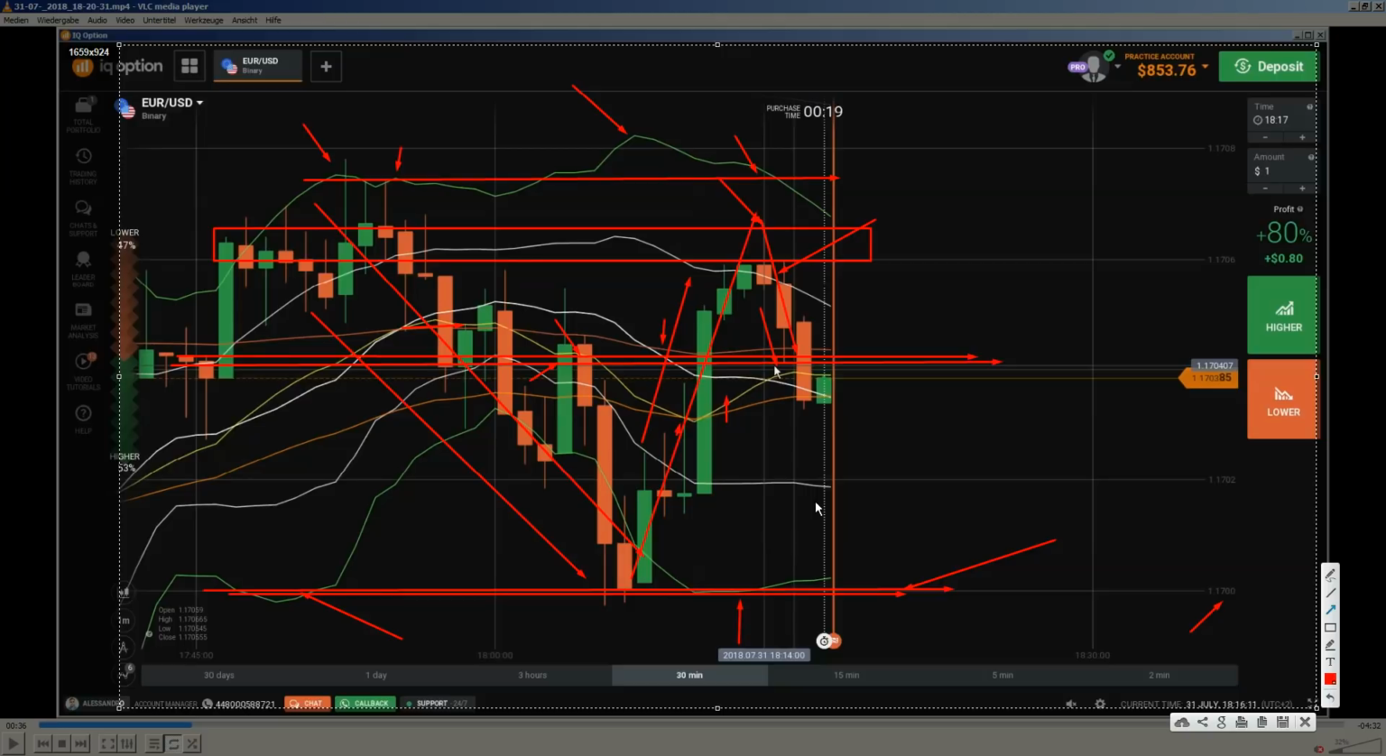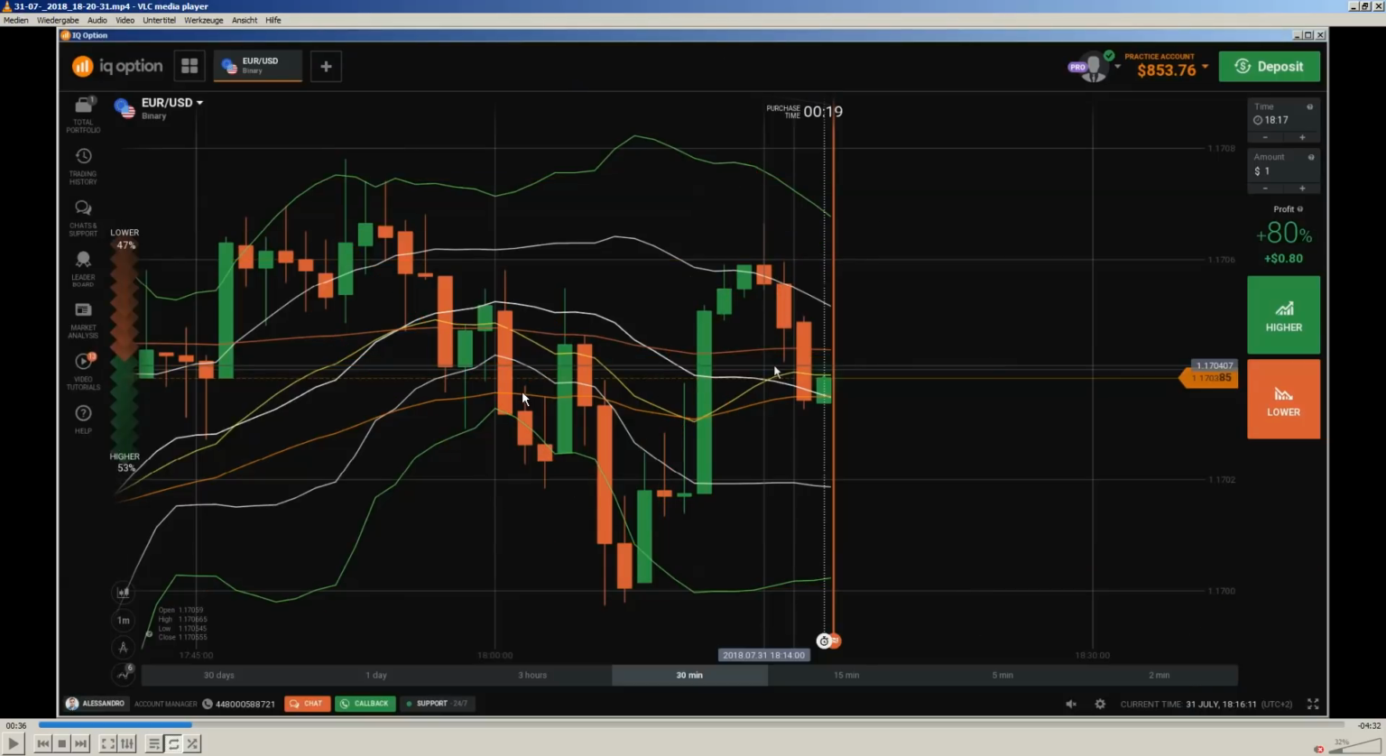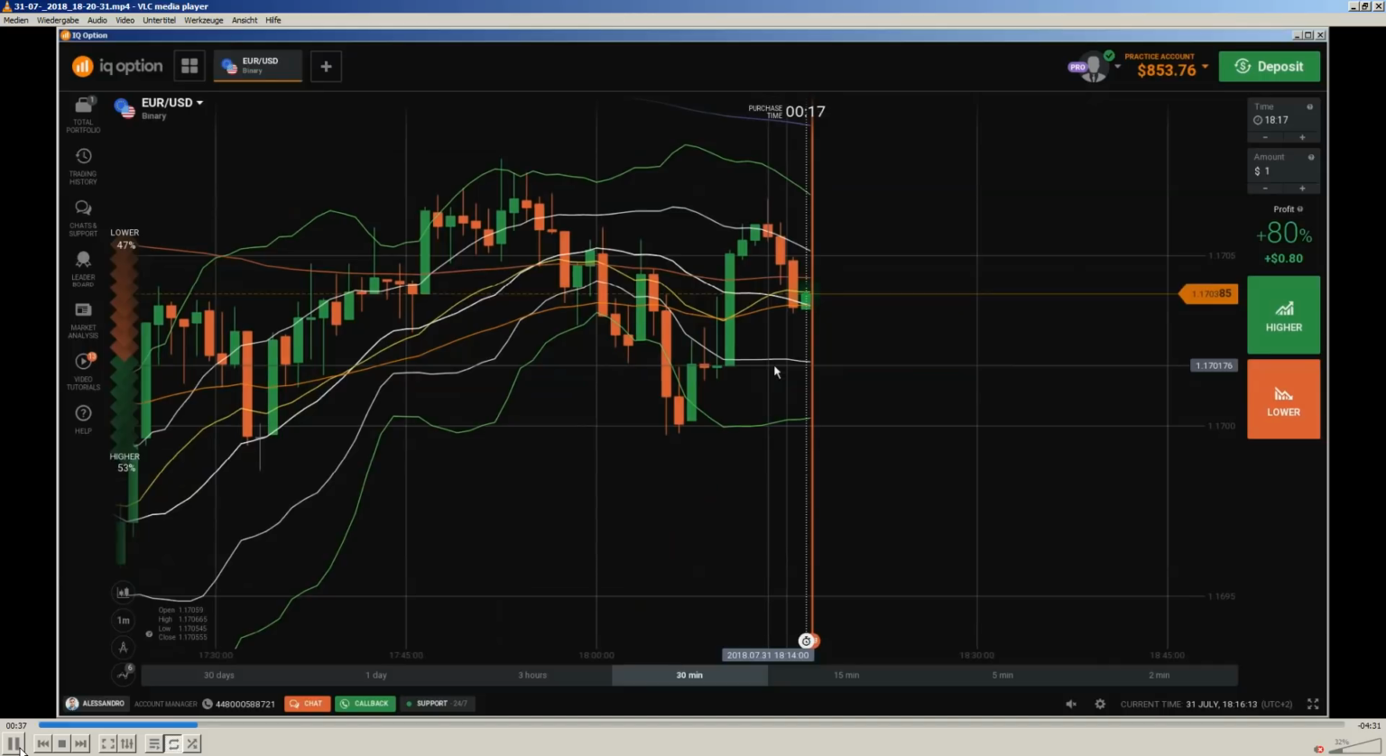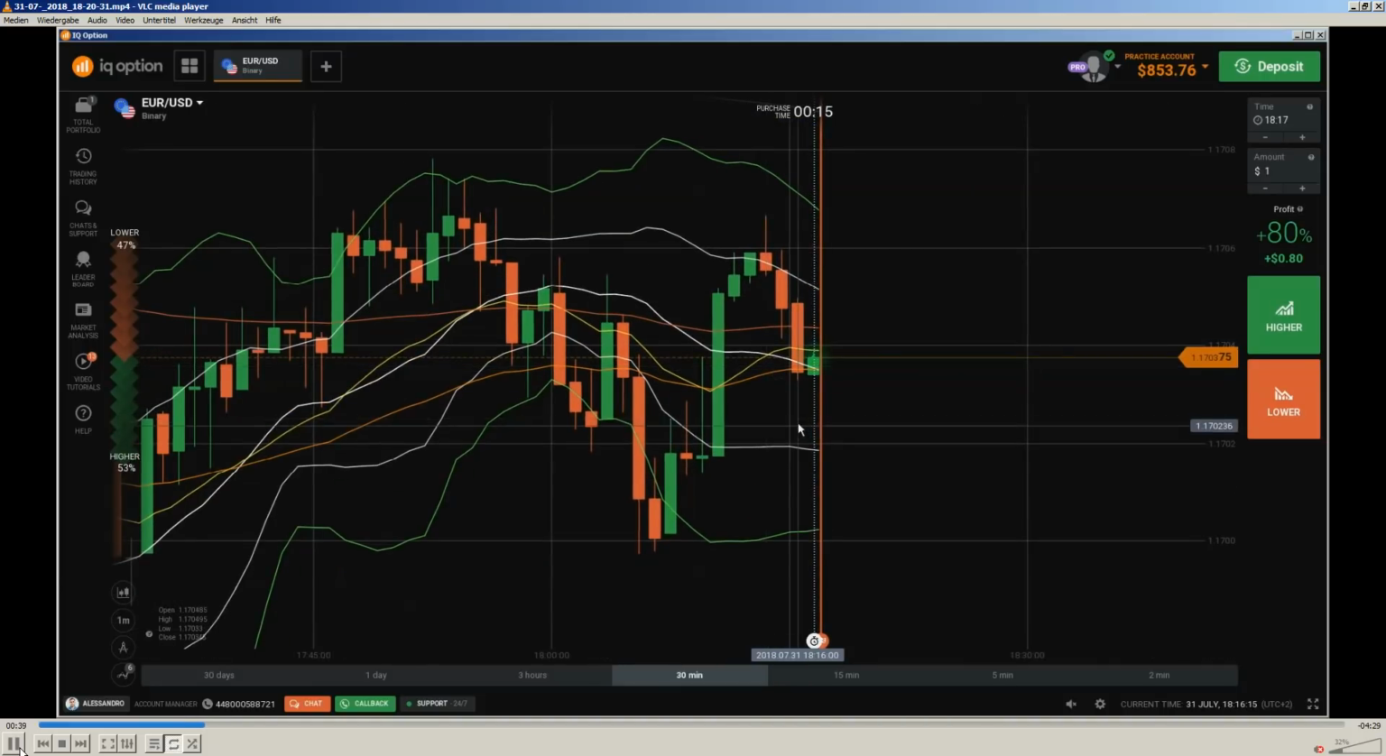So, 1 second. So let's see. I will start the video, and as soon as some trade comes up, I will explain in detail why I took this trade. So let's see what's going on here. The trades are going on.